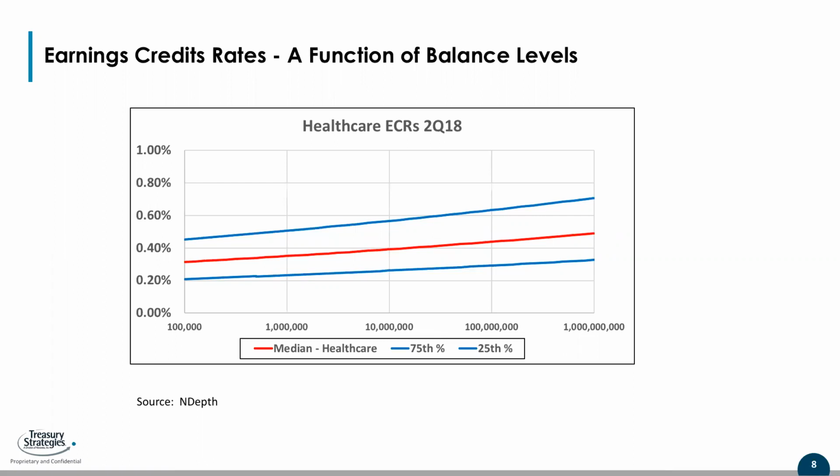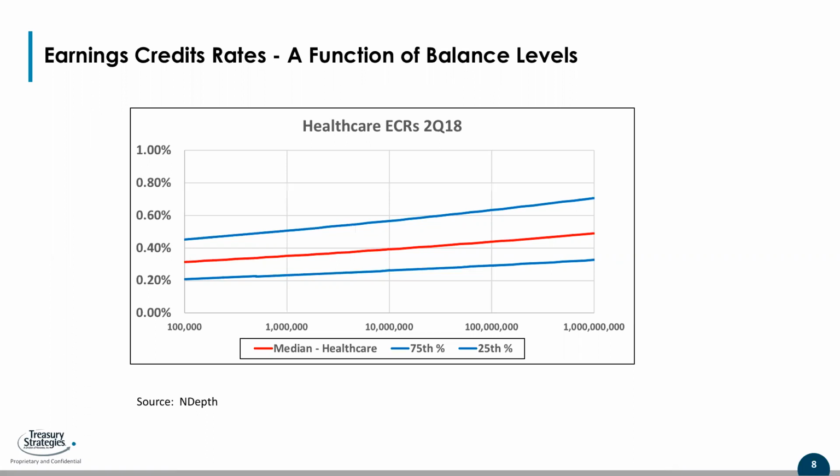The red line here is the median, and if we look at a balance of $10 million collected balances in your account, we see a median earnings credit rate of 40 basis points. The 75th percentile, the next higher quarter, goes up to 58 basis points, and the 25th is down at 23 basis points. That bottom blue line intersects the $10 million balance level at 23 basis points.